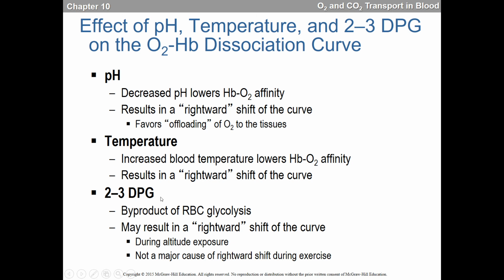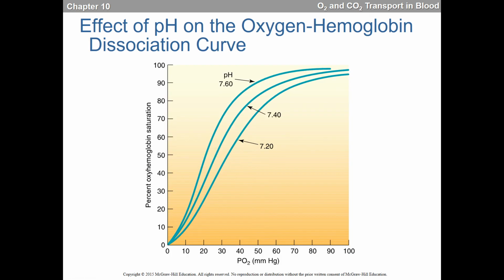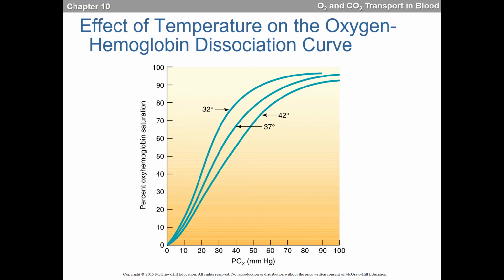Now, 2,3 DPG, this is measured during altitude. Most of the time, it really isn't a major cause, especially under most conditions, but it does still play a relatively large role. But here, something to pay attention to is this rightward shift. That is essentially oxygen coming off more easily. So hemoglobin is not going to as greedily hold on to the oxygen, more or less.